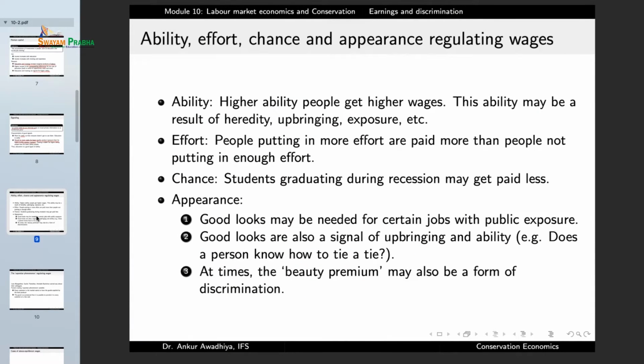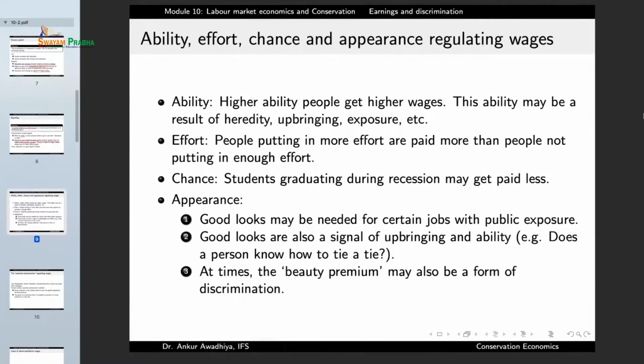Another thing that modulates the results is the ability, effort, chance, and appearance. Ability: higher ability people get higher wages. And this ability may be a result of heredity, upbringing, exposure, and so on. Suppose you have two people who are working as porters. One person has a higher ability, which means that he can work for longer hours and he can pick up heavier weights.